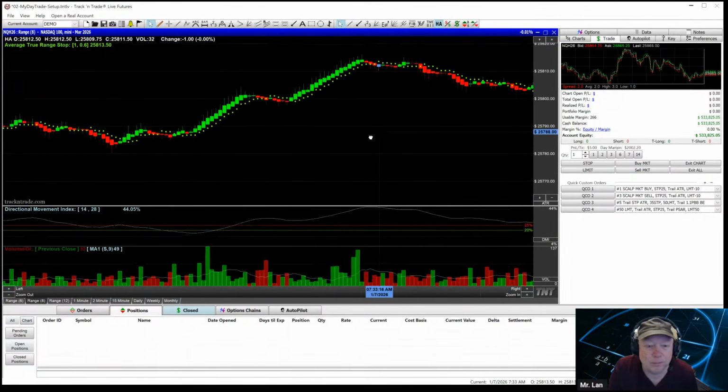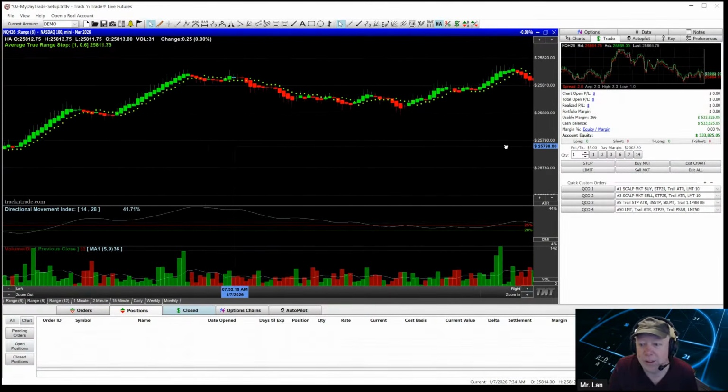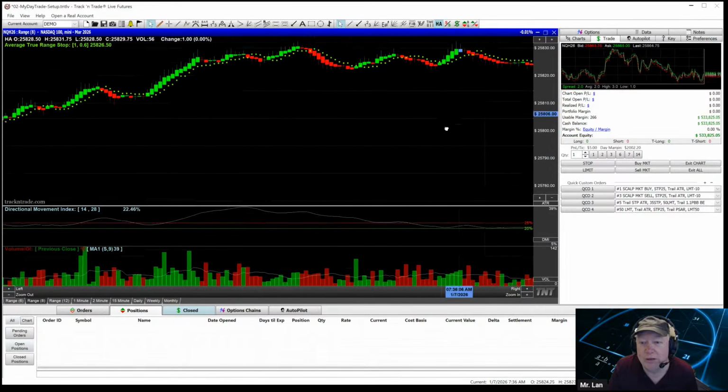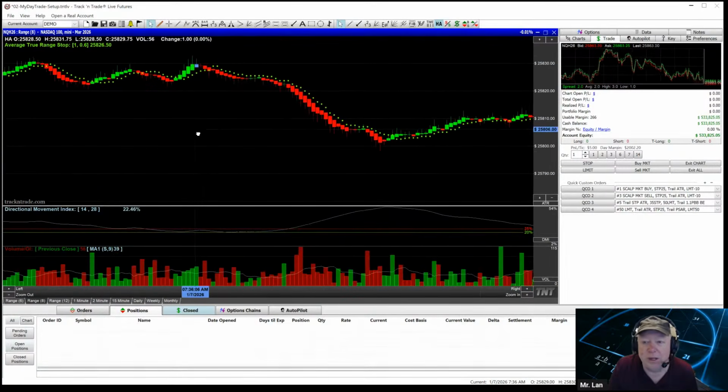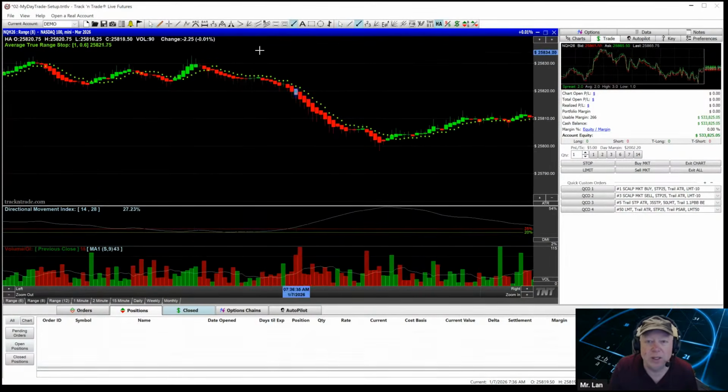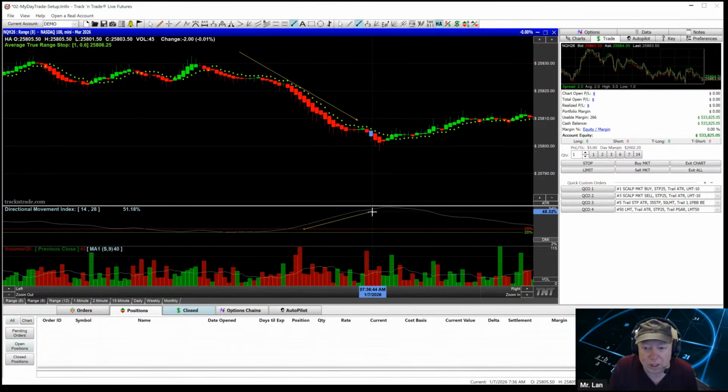Okay, so let's see if I can find a nice strong downtrend. There. Okay, there's an example. That's what I was looking at. See that nice strong downtrend? Look, the indicator is still going up. That means it's a strong downtrend, because the indicator's going up. It's just a strength indicator, so it tells you when the market is strong.